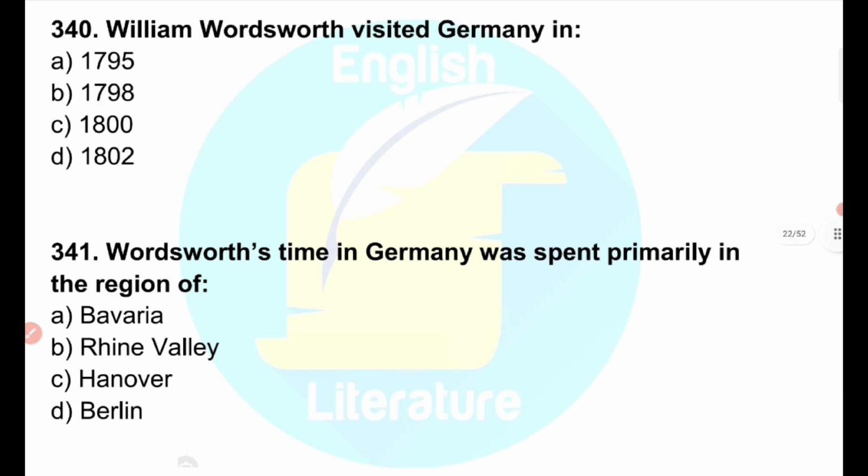William Wordsworth visited Germany in... Option B, 1798. 1795: William Wordsworth received a legacy from Raisley Calvert, which helped him settle financially. In 1798 to 1799, Wordsworth traveled to Germany with his sister Dorothy and fellow poet Samuel Taylor Coleridge. 1800: Wordsworth had returned to England and settled in Dove Cottage. 1802: William Wordsworth visited France, not Germany.